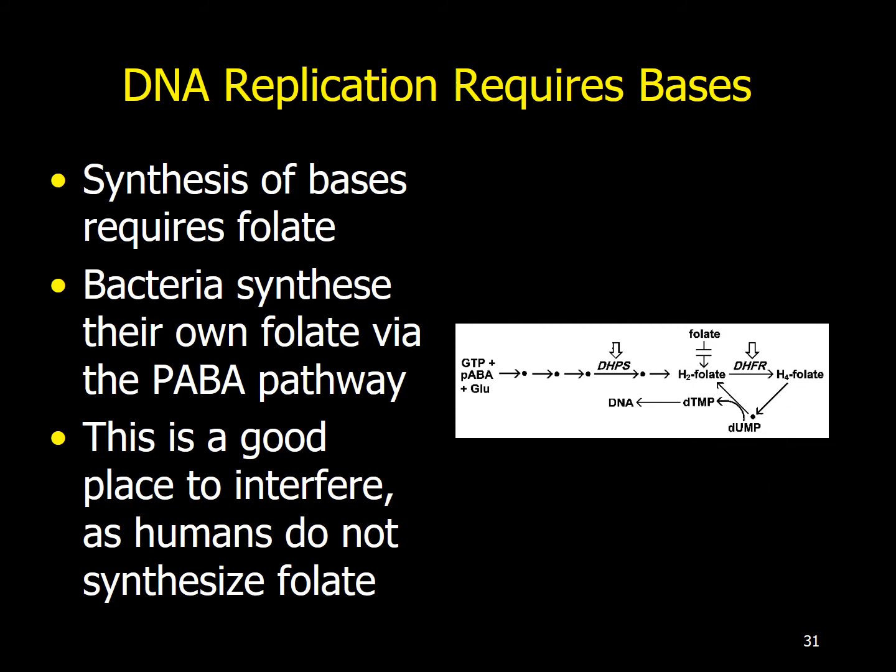So the difference between humans and bacteria is that humans don't have a folate synthesis pathway. Humans have to ingest folate. Folate is an essential vitamin. We have to eat it. It's a big part of legumes. It's in green leafy vegetables. It's really hard not to eat enough folate. You have to have a really bad diet to not eat enough folate.